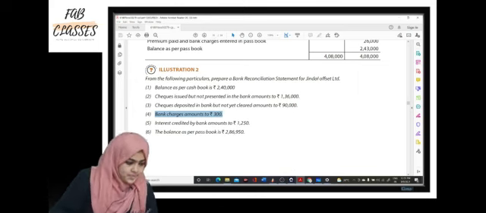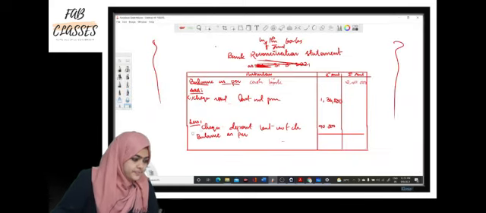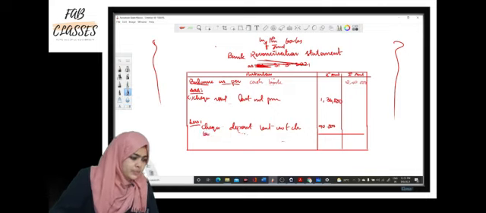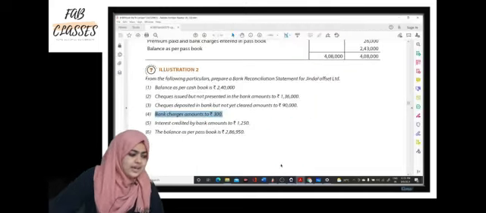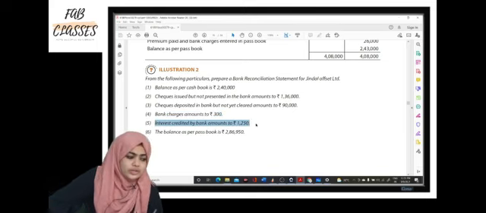Okay, so here in the less area, this will come. Here it will come as bank charges, 300 rupees. And the next one is interest credited by bank, which amounts to 1250.